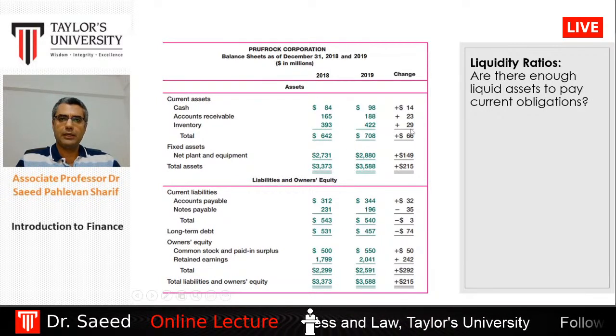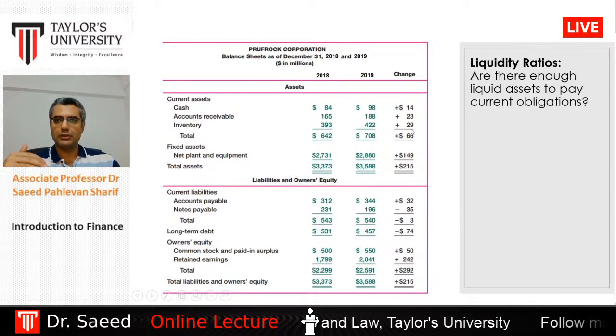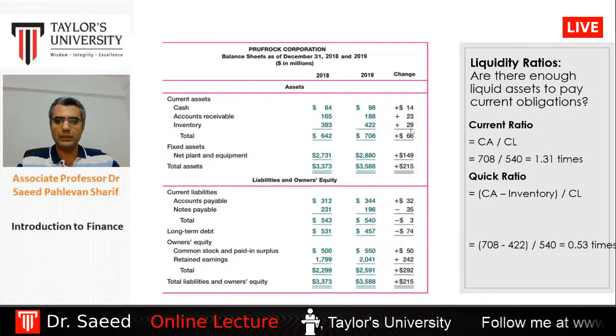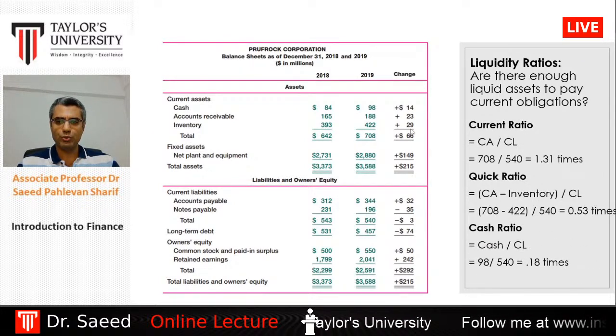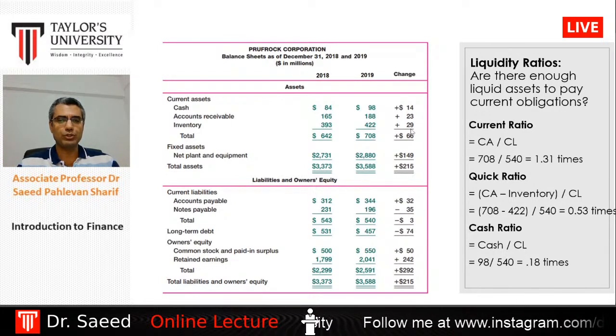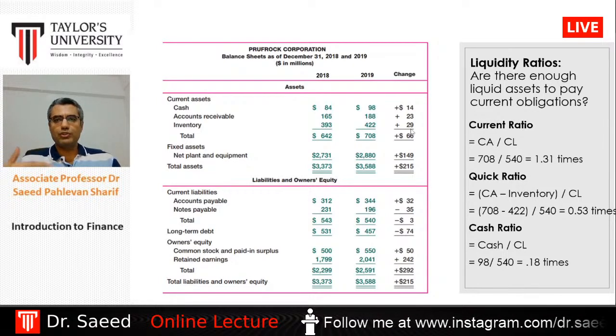For liquidity ratios, we will compute the current ratio, quick ratio, and cash ratio. These are the three most common ratios under liquidity ratios that we want to discuss. So the question for liquidity ratios is, we use liquidity ratios to answer this question.